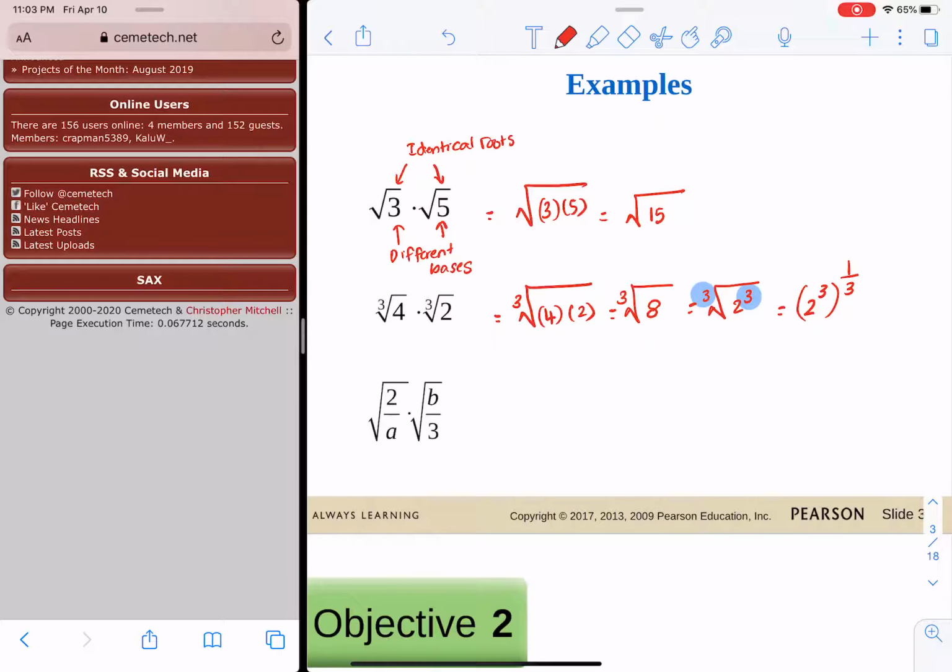I could now multiply those two terms, which would give me 2 raised 3 times 1 over 3. The 3's would get cancelled. I would get 2 raised 1, which is simply 2.